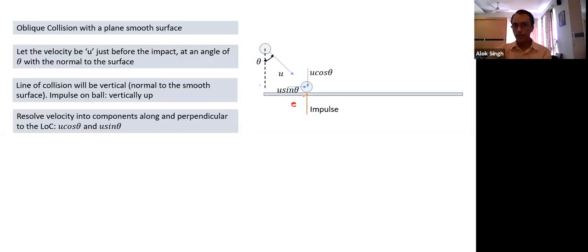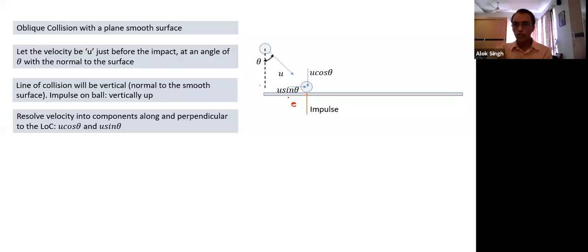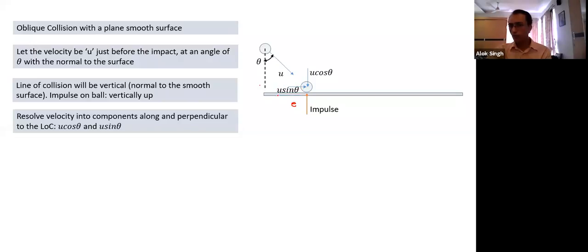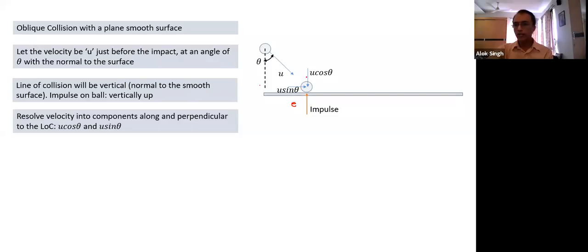Which direction is the force acting? Force is acting in the vertical direction. Impulse, you understand? Impulse is also acting in the vertical direction. Would this impulse change momentum in the horizontal direction? No, sir. So which one will not change? u sin theta will not change. Are you understanding why u sin theta will not change? Because the impulse is acting along the line of collision. So the component perpendicular to the line of collision will not change. So this will remain the same.